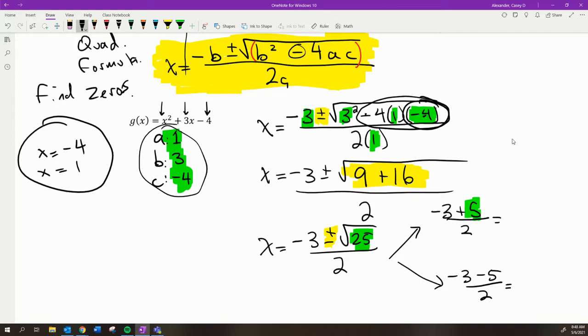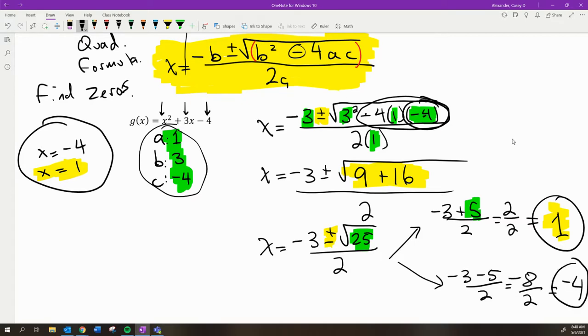And negative 3 plus 5 is positive 2, and positive 2 divided by 2 is 1. And guess what, my friends? We were supposed to get a 1, because that was what we discovered when we factored. And negative 3 minus 5 is negative 8. And negative 8 divided by 2 is negative 4. And we were also supposed to get a negative 4, right? That matches what we did.